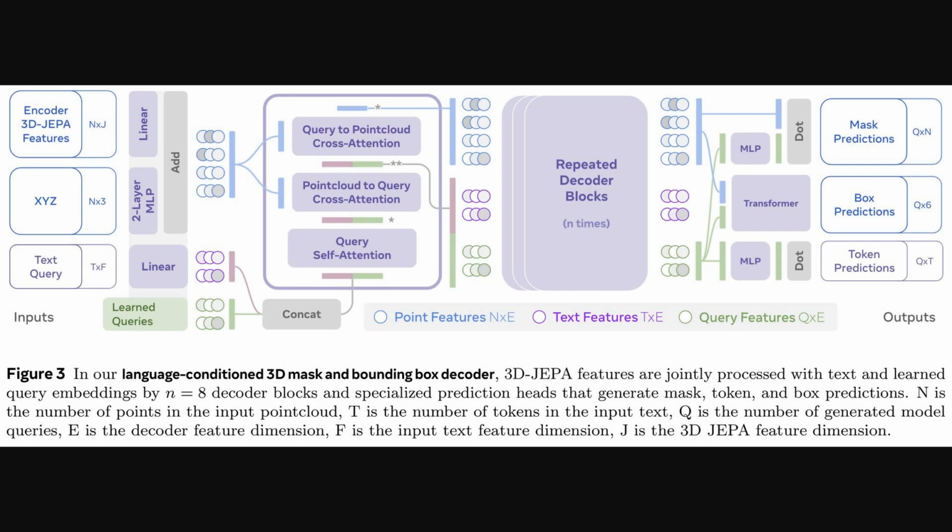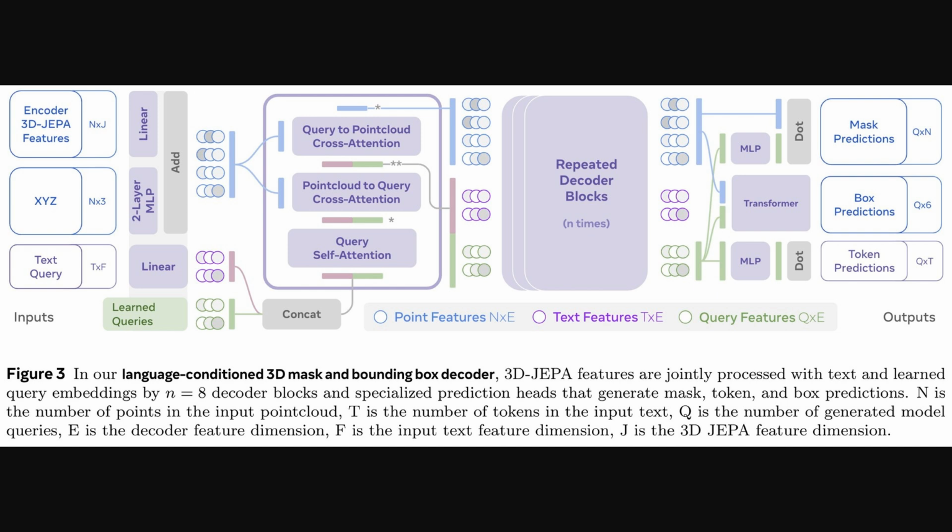Alright, so building on how those 3DJEPA features are learned by the encoder, Figure 3 now details the language-conditioned 3D decoder. This part takes those 3DJEPA features, the basic XYZ coordinates of the point cloud, and the text query, the user's description, as its inputs. These are then processed through what the paper calls repeated decoder blocks. There are 8 of them.